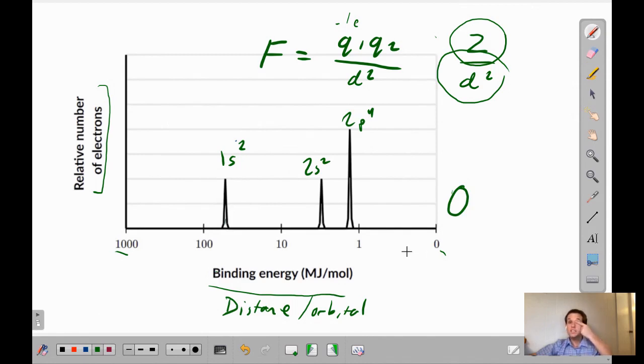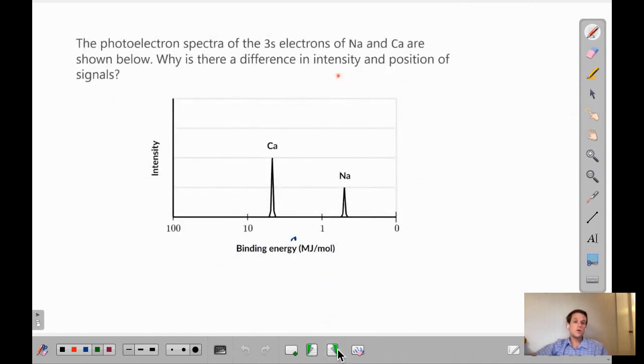So know how to read these, know how to compare them, and also know what I'm about to go over with you, which is the other type of question they like to ask, which isn't just to interpret it, but to explain some of these differences. So if we notice here, this is a photoelectron spectrum of just the 3s electrons. So this isn't the complete thing. They just isolated the 3s electrons of sodium and calcium.